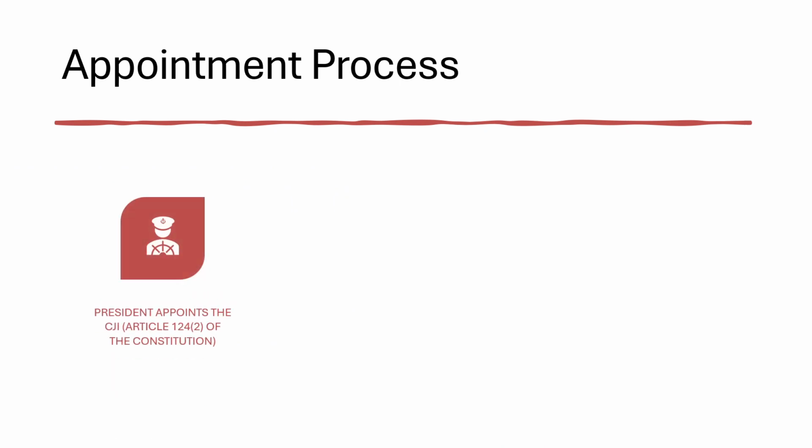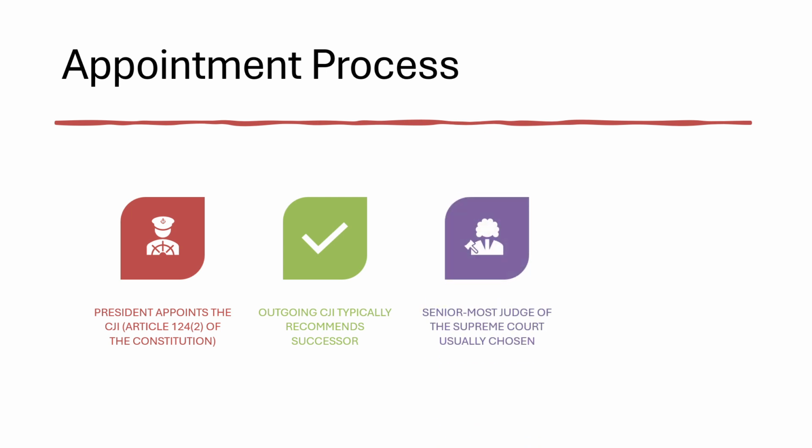Firstly, the President appoints the Chief Justice of India according to Article 124(2) of the Constitution. However, this appointment is not unilateral. There is a convention where the outgoing Chief Justice of India typically recommends their successor, who is usually the senior-most judge in the Supreme Court. This convention was affirmed in the Second Judges Case 1993.